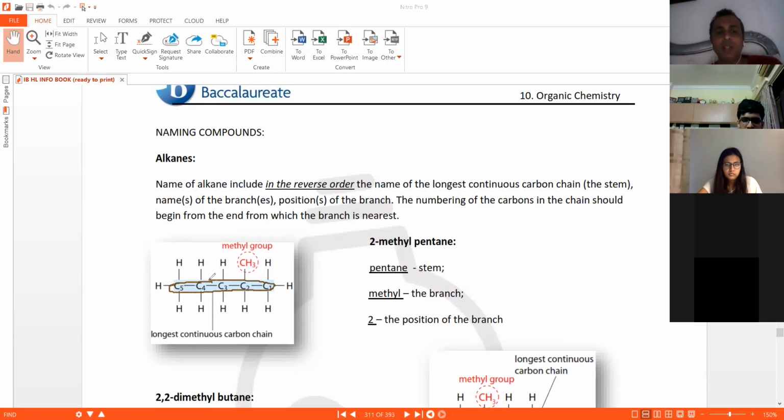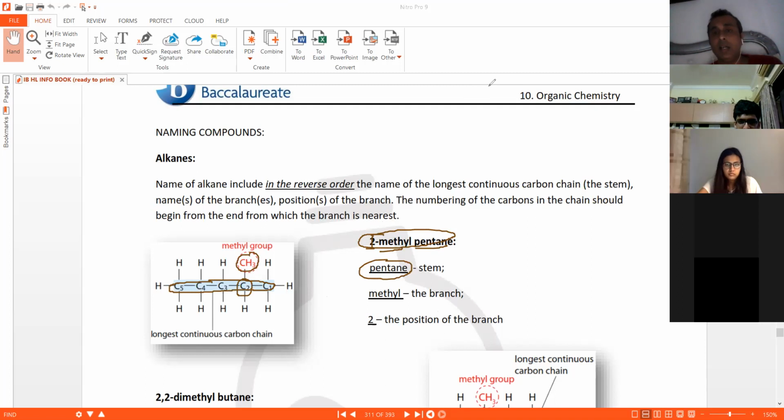So there is a 5 carbon stem. That means pentane is the parent chain, and there is a methyl group at carbon number 2. So the name becomes pentane, in which there is a methyl at carbon number 2. So 2-methyl pentane.